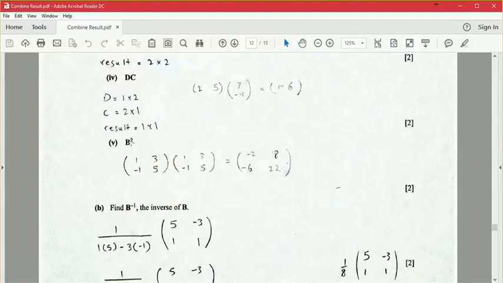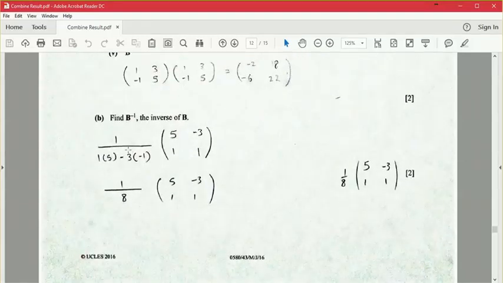Then for B square, which means B times B. So 1 times 1 plus 3 times negative 1. It's negative 2. 1 times 3 plus 3 times 5, which is 3 plus 15, which is 18. And negative 1 times 1 plus 5 times negative 1, it's negative 1 minus 5, which is negative 6. And then negative 1 times 3, negative 3, plus 25 is 22.